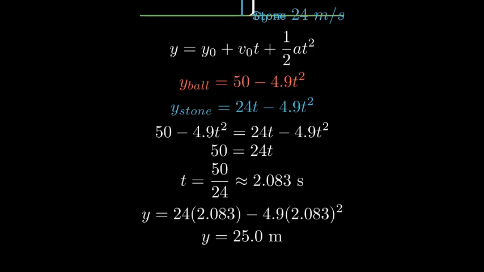This makes sense because the ball falls from 50 meters and the stone rises from 0 meters, so they would meet somewhere in the middle. The exact height depends on their relative speeds, which we calculated using kinematics.